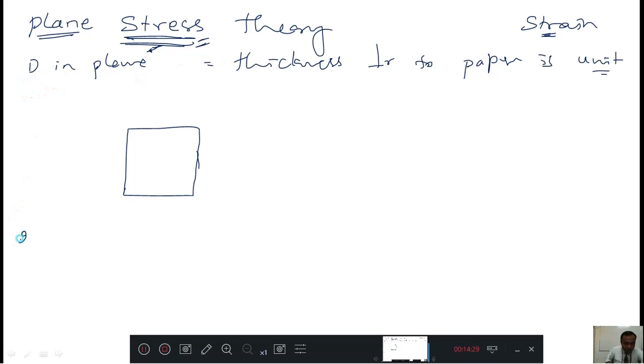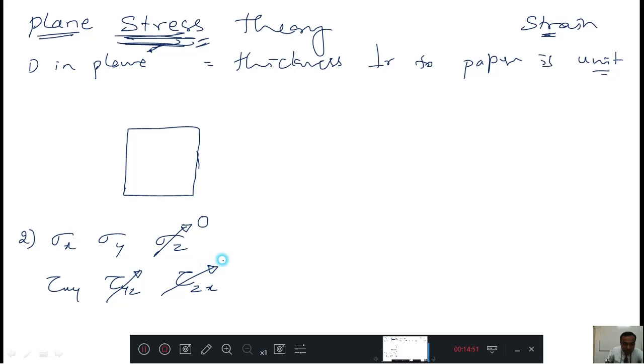And the second very important assumption in plane stress theory is: out of sigma x, sigma y, sigma z, tau xy, tau yz, tau zx, these 6 components, sigma z is considered 0, and the components with respect to z are considered 0. It means the stress perpendicular to the plane is 0. Only sigma x and sigma y are there. Understood? Now look here.